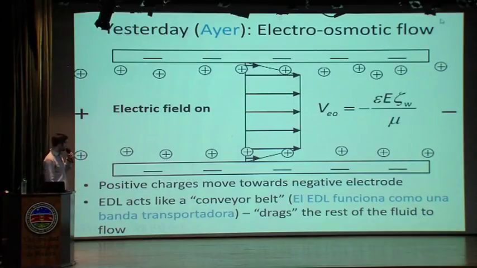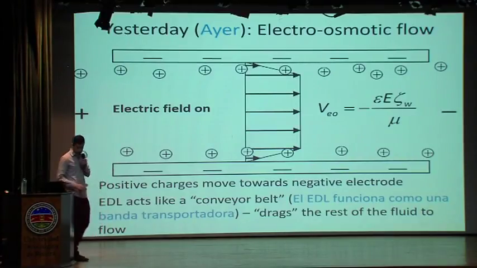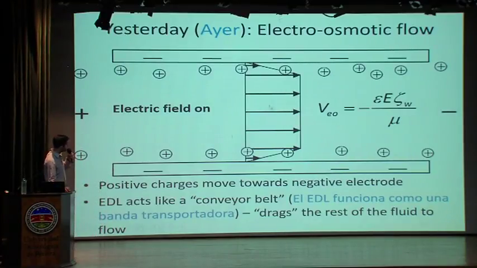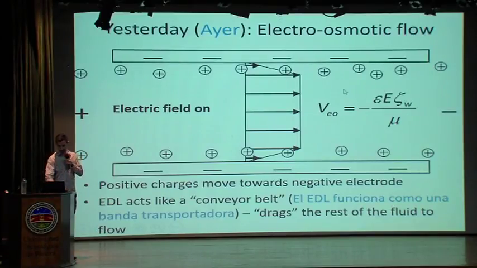And then I showed this equation here. It's called the Helmholtz-Smoluchowski equation. It just says that the velocity is simply related to the dielectric constant, the permittivity of the fluid, the electric field strength, the zeta potential, which remember essentially says how strongly charged the wall is, divided by the viscosity.